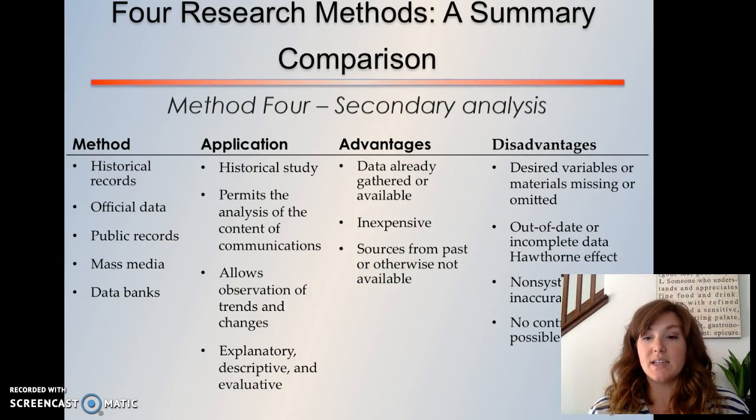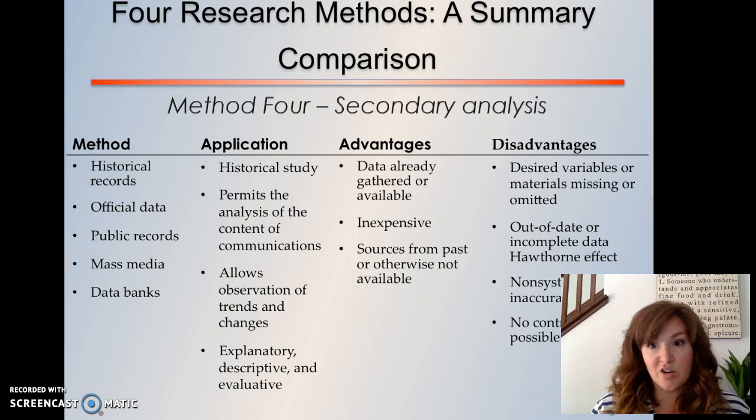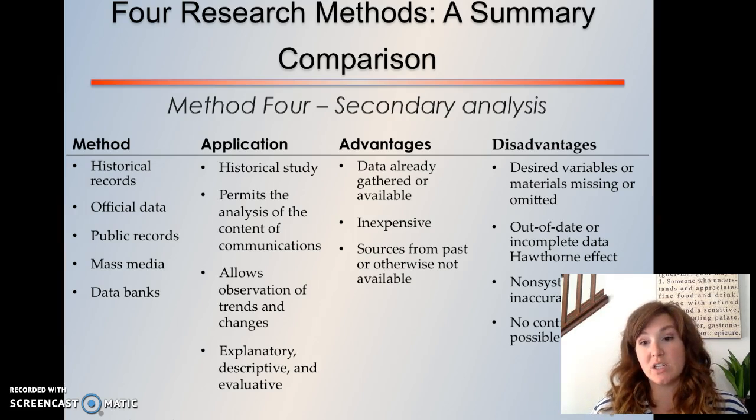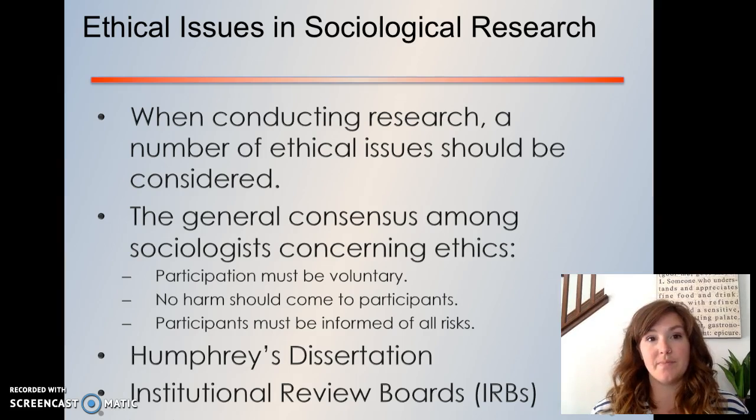Method 4 is secondary analysis. So this is everything that we can return to without the author being present. So historical records, official data, public records, mass media, data banks, movies, poetry, books, art, pretty much anything. So you can use explanatory, descriptive, and evaluative. It is for historical studies. It permits the analysis of content of communications and allows observations of trends and changes over time.